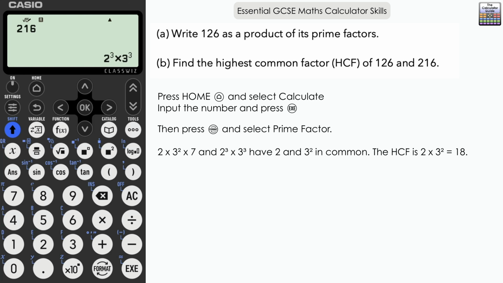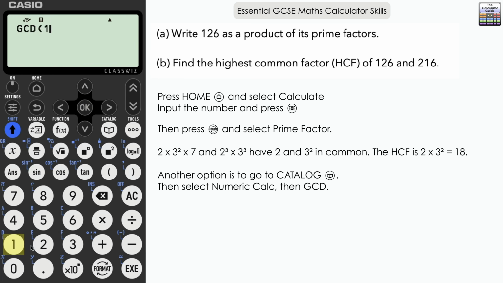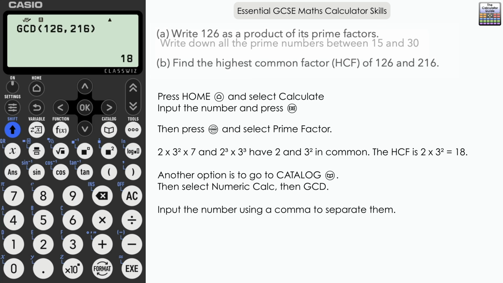There is another option that you have on this calculator to be able to find that. In Catalogue, you can select Numerical Calc, and then the way that it's determined in this calculator is GCD, the greatest common divisor. That's the equivalent of highest common factor. If you press OK, input your first number, 126. Then we want a comma, that's shift and right bracket, right parentheses. And then the second number, 216, close that bracket and press equals. And here we have the highest common factor, 18.